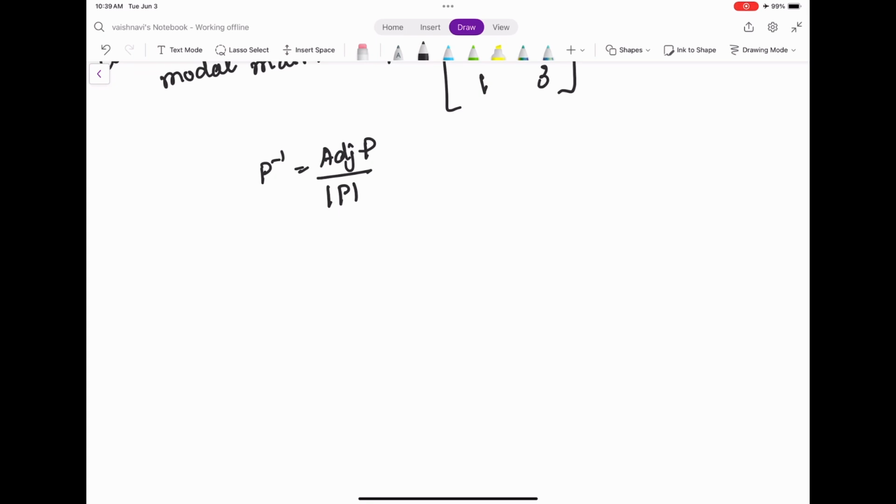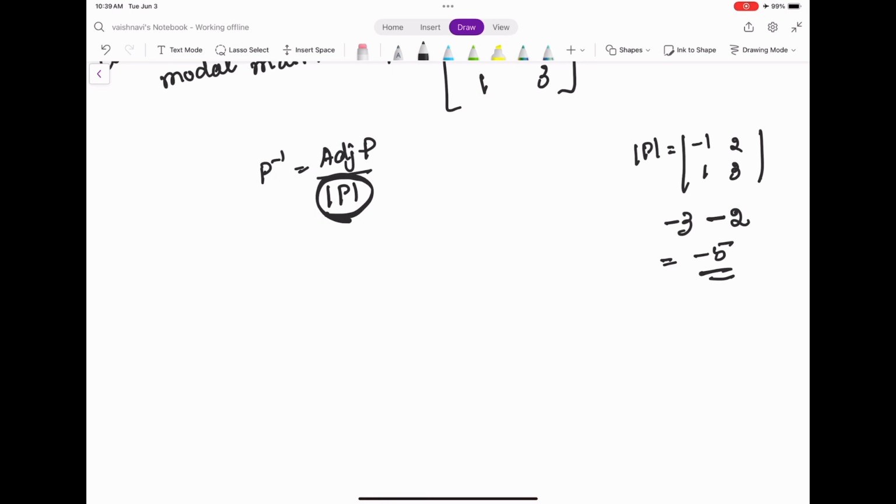So first we will do that. Find the determinant of the square matrix P, which is minus 1, 1, 2, 3. It is nothing but you have to multiply each of the diagonal elements. So minus 1 times 3, minus 3, minus 2 is equal to minus 5. So the determinant is minus 5. Let me write it down.